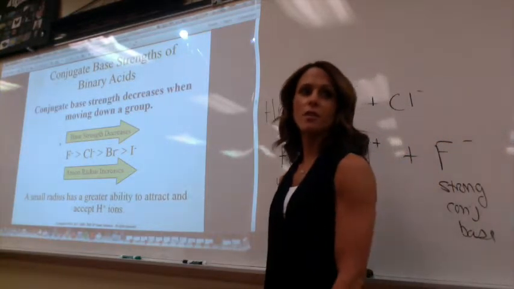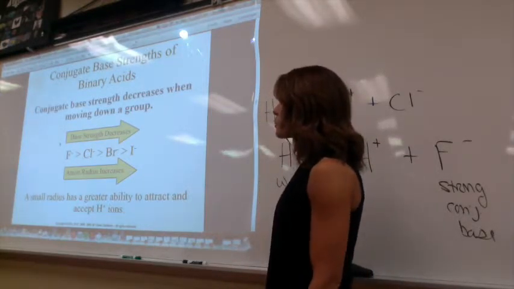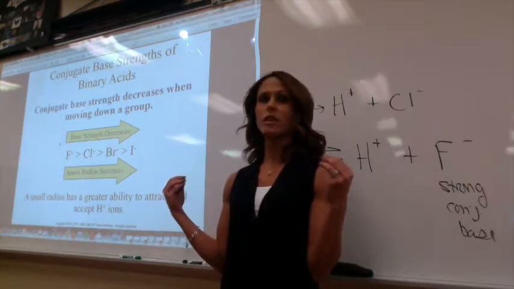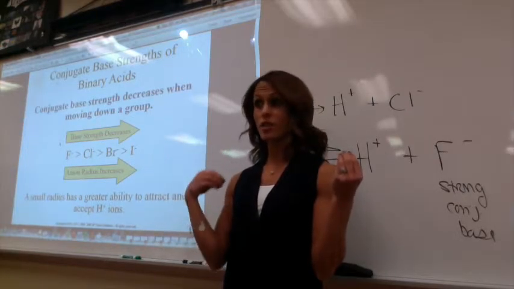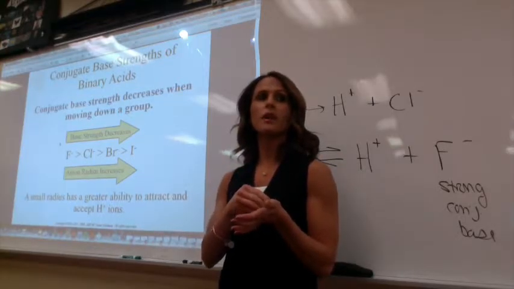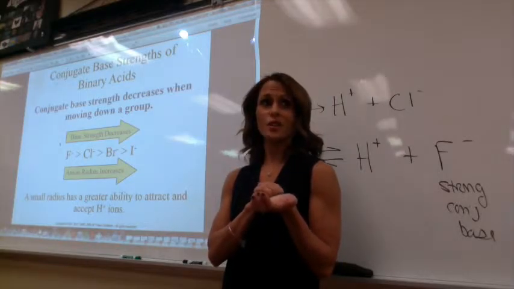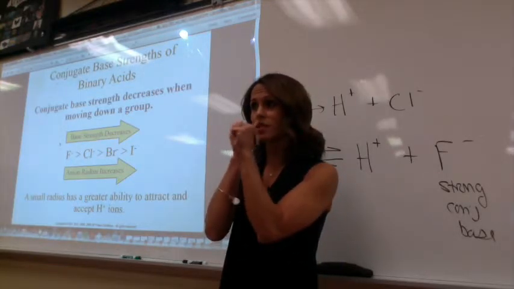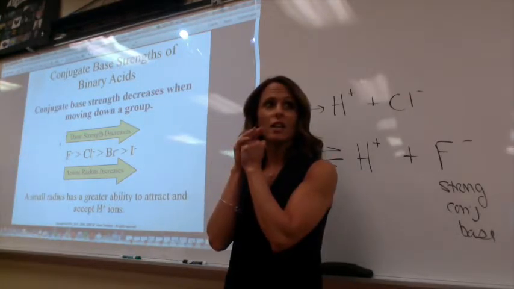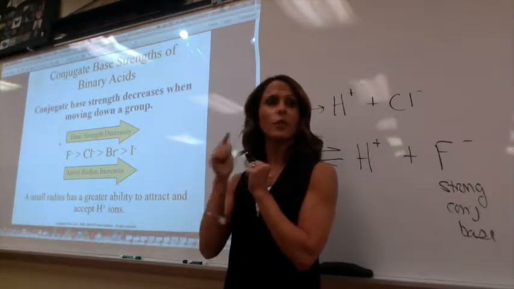Conjugate base strengths of binary acids. Conjugate base strength decreases when moving down a group. When you're thinking of a base, what should you be thinking of? Its ability to gain or accept a hydrogen. So think of it in reverse now. The one that has the greatest ability to accept a hydrogen should be small or large? Small, because the smaller it is, its nucleus is closest to the other things on the outside and can easily attract it in, right? So fluorine, being the smallest, can attract a hydrogen the easiest, and therefore it's the strongest base.